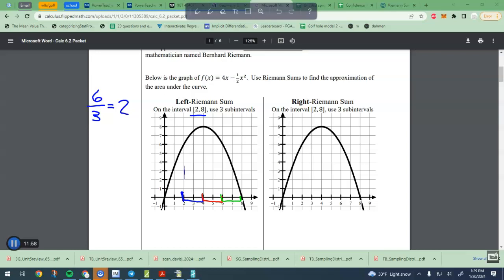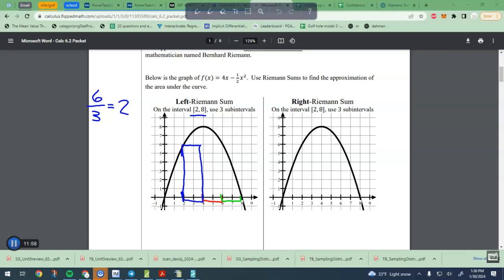And I'm just adding up the areas of these rectangles. The question is, what do I use for the height? For the left-hand sum, I look at each interval, I go to the left-hand endpoint, and go up, and I pretend that is the height for that entire interval. It's obviously an underestimate, because the function's increasing, so when I start here and leave it there, I'm going underneath where it actually is.